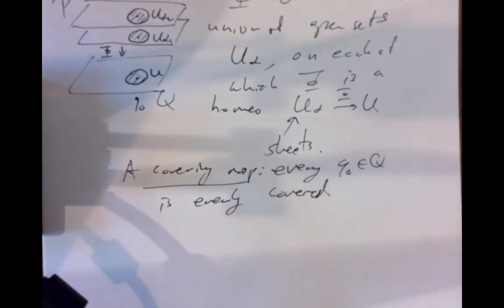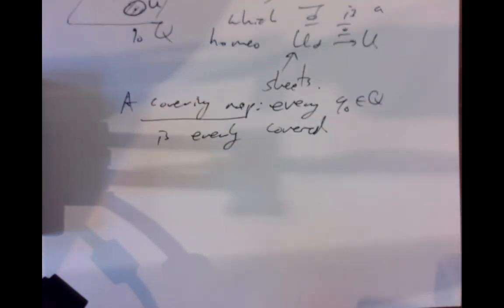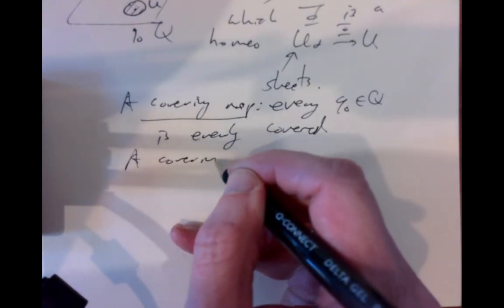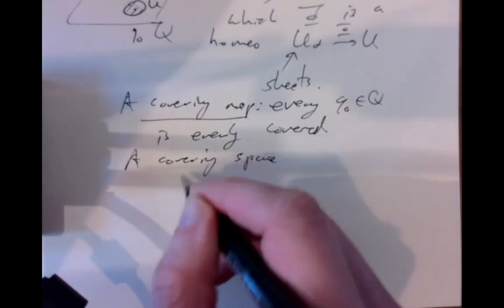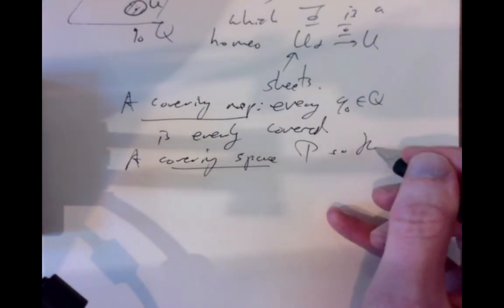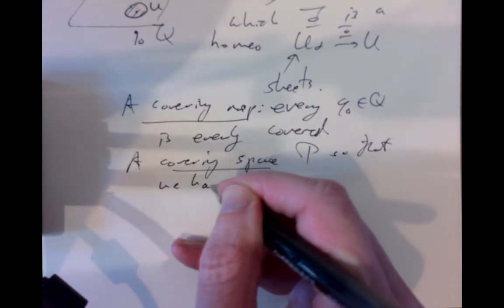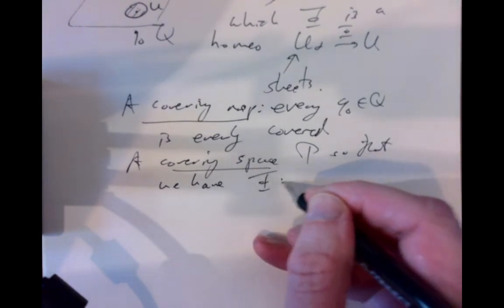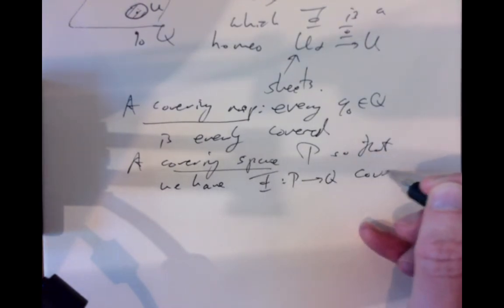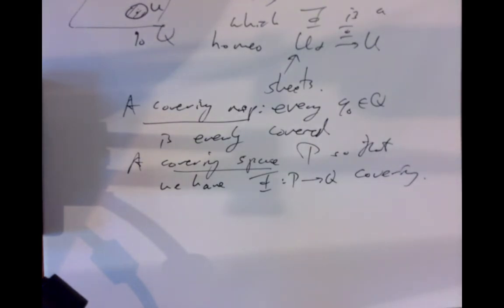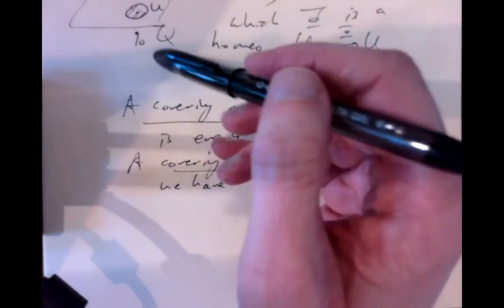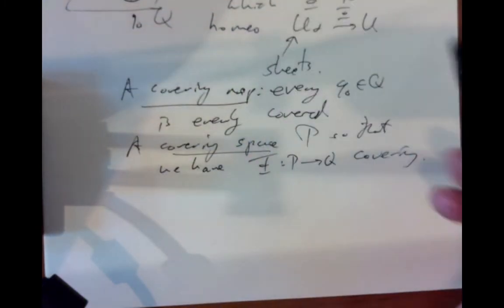Okay, and then there's a trivial observation that if you have this sort of covering, a covering space, the definition of a covering space is some P, so that we are given some kind of covering map. So a covering map is a map so that every point's evenly covered. They all have this kind of picture, and then a covering space is a space so that we have a covering everywhere, so that they have this covering map property.